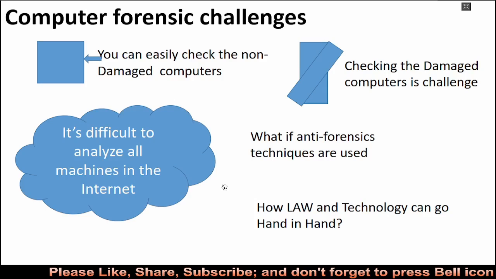Another thing is that the law itself is a hurdle in the process of practicing the law, because sometimes the technology says okay, but the law won't accept. Sometimes the law says okay, but the technology won't accept. So it is very difficult for law and technology to go hand in hand many times. And that is actually the biggest challenge for digital forensics or computer forensics or cyber forensics. So these are the few challenges that I told. This is a non-exhaustive list.